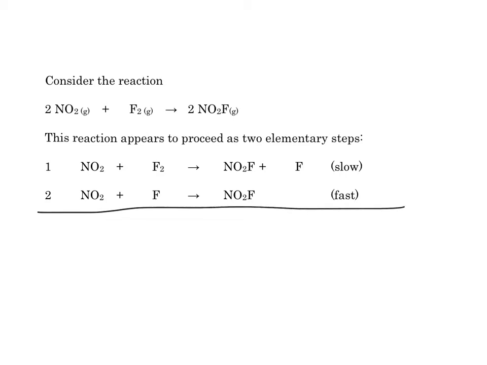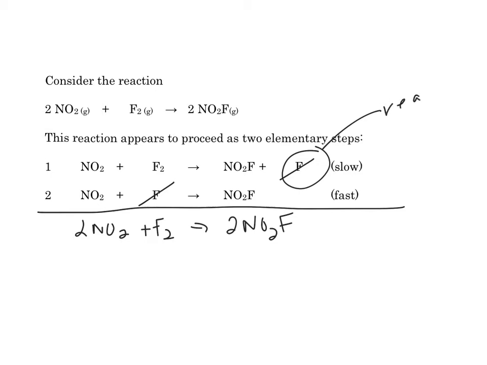Reaction 1 plus reaction 2 should add up to give us the overall equation. So we've got 2 NO2s, we have F2, and we have 2 NO2Fs, and those F atoms cancel because they're on the left and the right hand side. So F is our reaction intermediate.